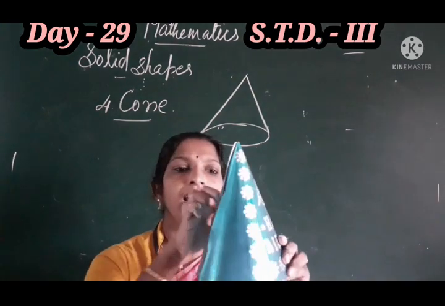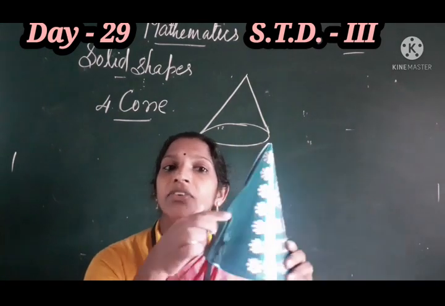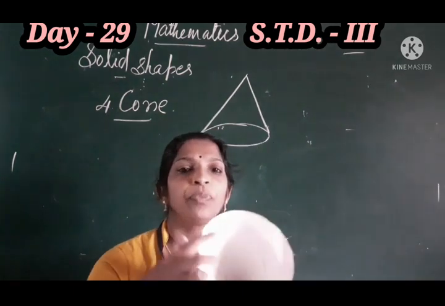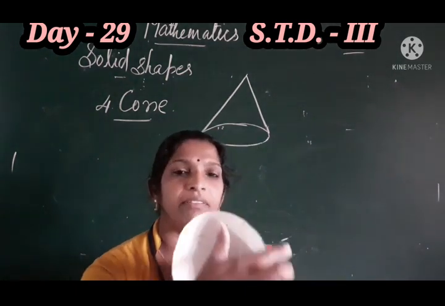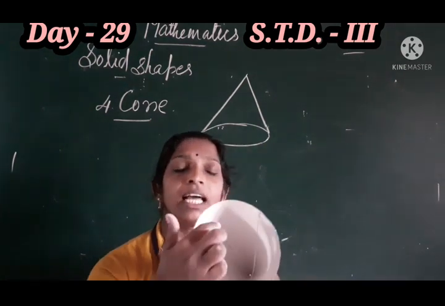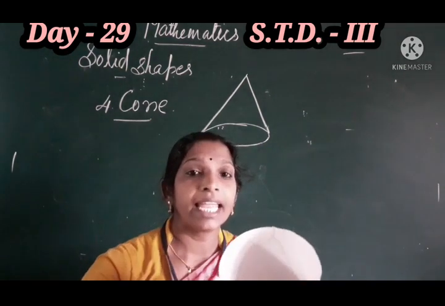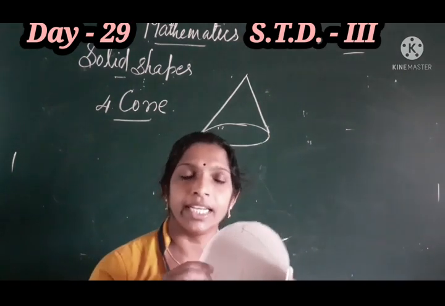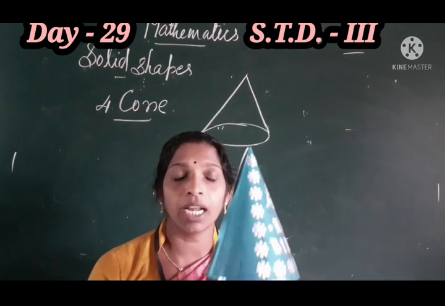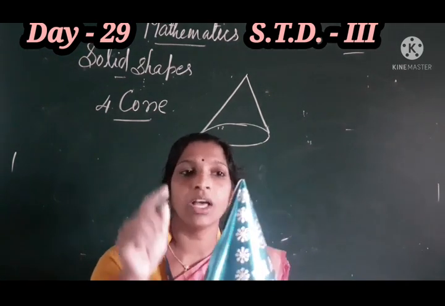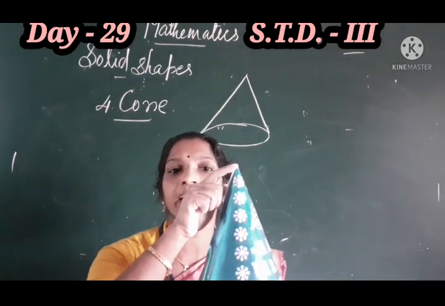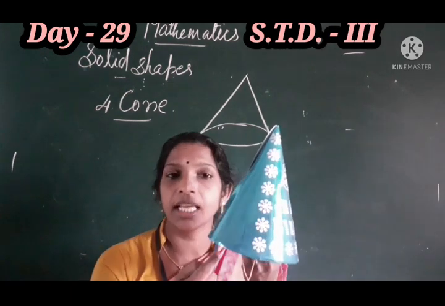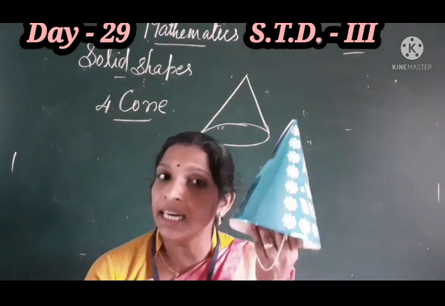This one is a curved face. Only one curved face. This one is a circular face. One circular face. Then one edge, only one edge, one curved edge. What does a cone have? A cone has one vertex, one curved face, one plane surface, and one curved edge.